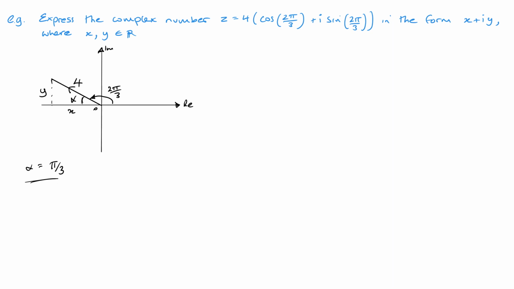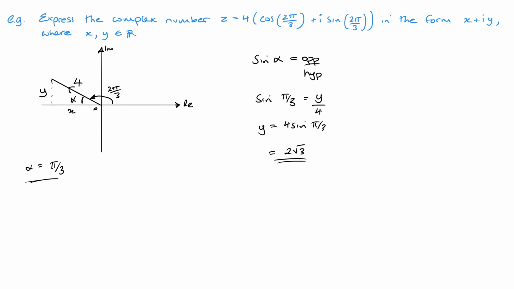So for example, if I want to find sine alpha, is obviously opposite over hypotenuse. So we got sine pi by 3, the opposite is y, and the hypotenuse is 4. So that will tell me the value of y now. So y is 4 sine pi by 3. Jump into my calculator, and that is 2 root 3.